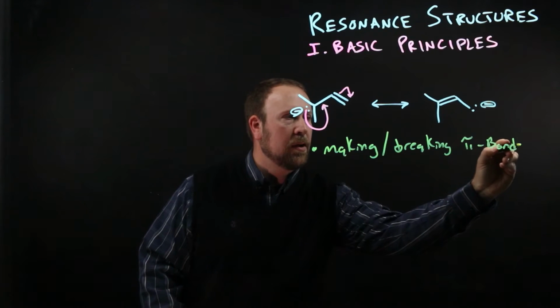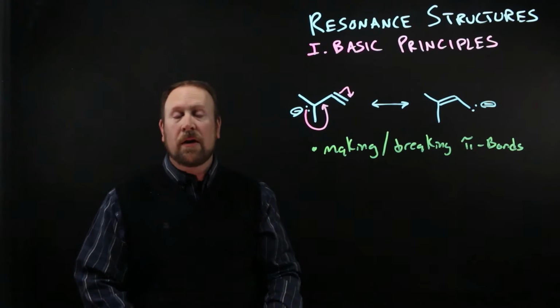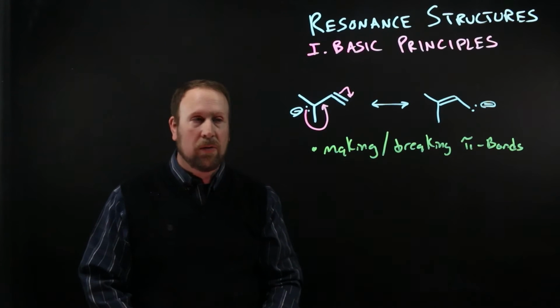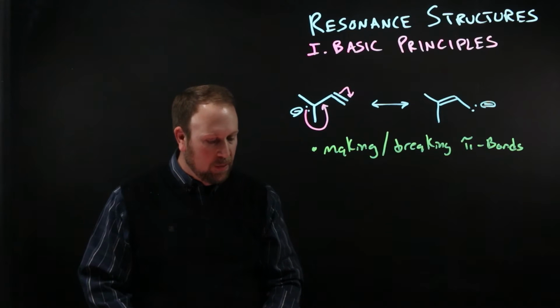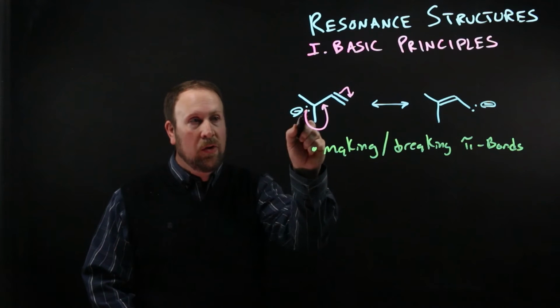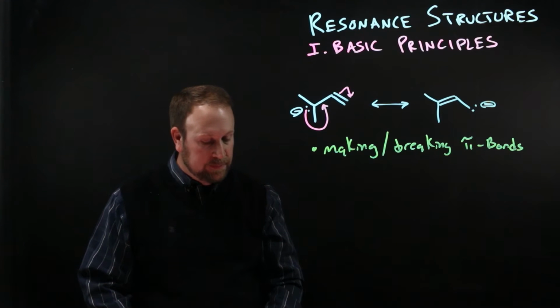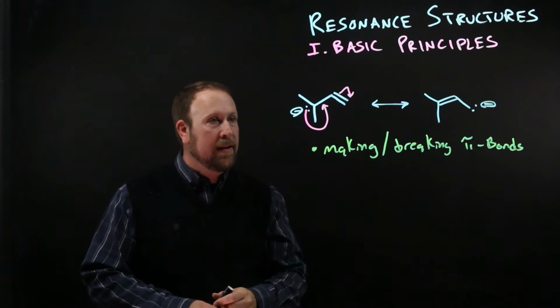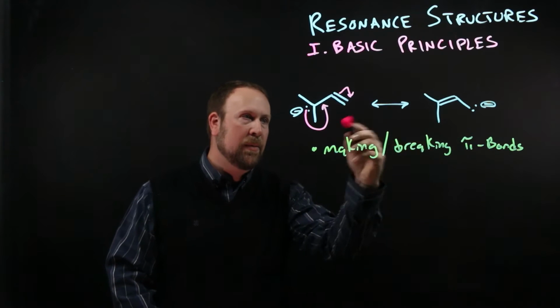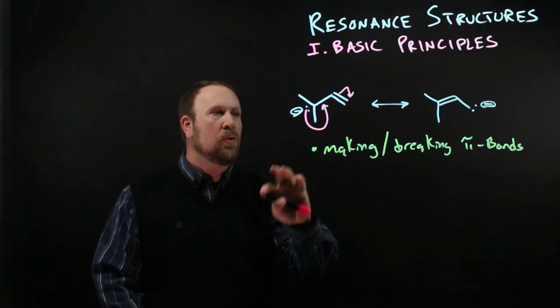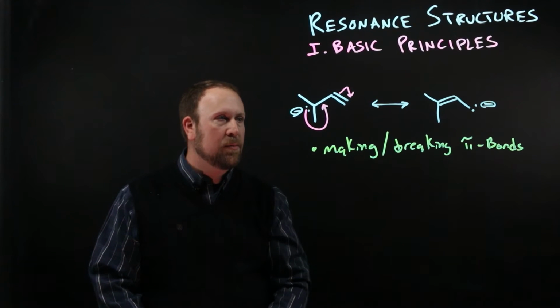The sigma bonds are going to remain intact. In fact, if you start to change the sigma bonds, it's no longer a resonance structure. We can only make and break those pi bonds. We can utilize lone pairs that we have adjacent to our pi system as well. It's important to recognize that this is not an equilibrium between these two. These are just two different pictures of the exact same species.